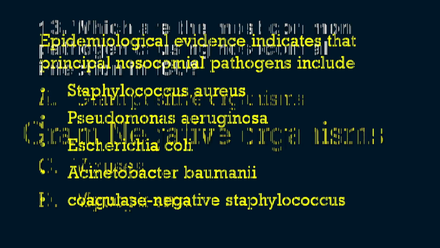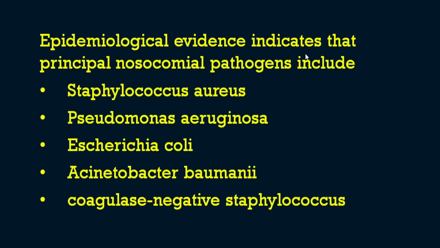So the epidemiological evidence indicates that the principal nosocomial pathogens include Staphylococcus aureus, Pseudomonas aeruginosa, E. coli, Acinetobacter baumannii, then coagulase negative Staphylococcus. Okay, so these are the main principal nosocomial pathogens. Okay, so that was another important question.